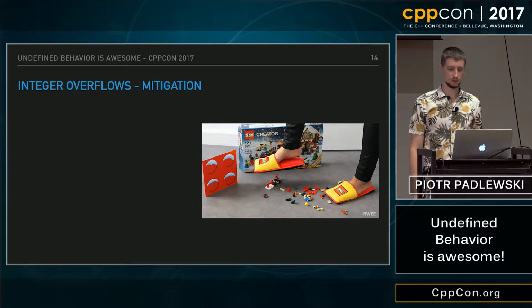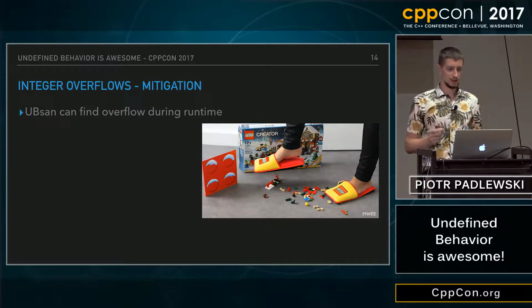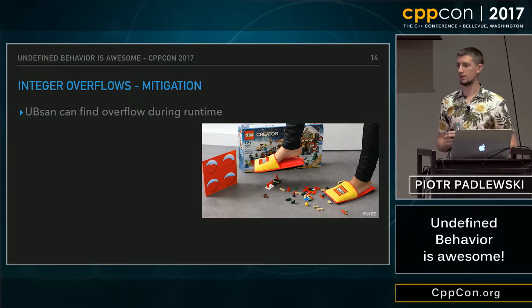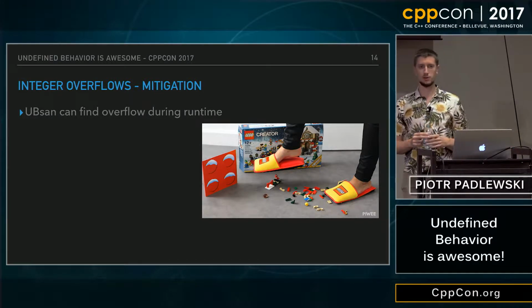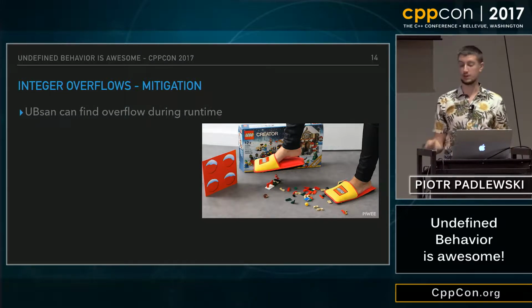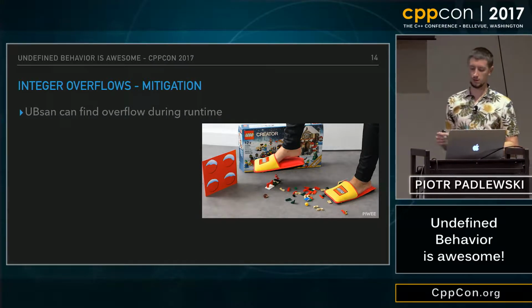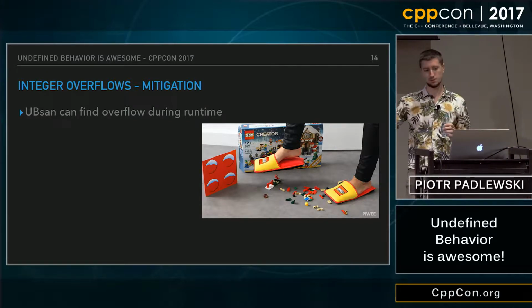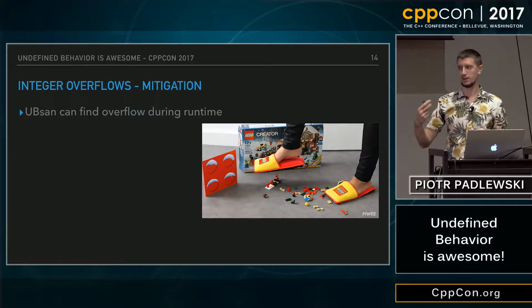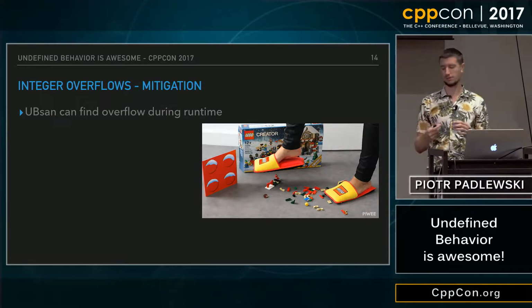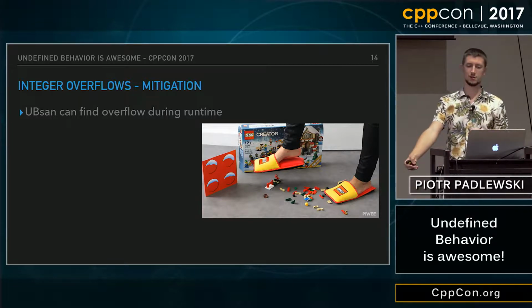So how do we mitigate those issues? UBSan can find overflows during runtime. UBSan is the Undefined Behavior Sanitizer. It's a runtime tool. Basically, it adds some checks to your code, for example for integer overflows. And when something bad occurs, it just shows you a warning, or it shows you an error during runtime.